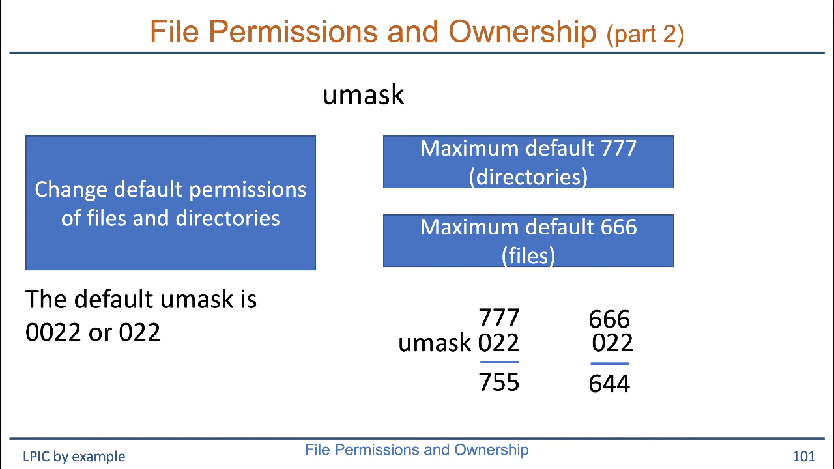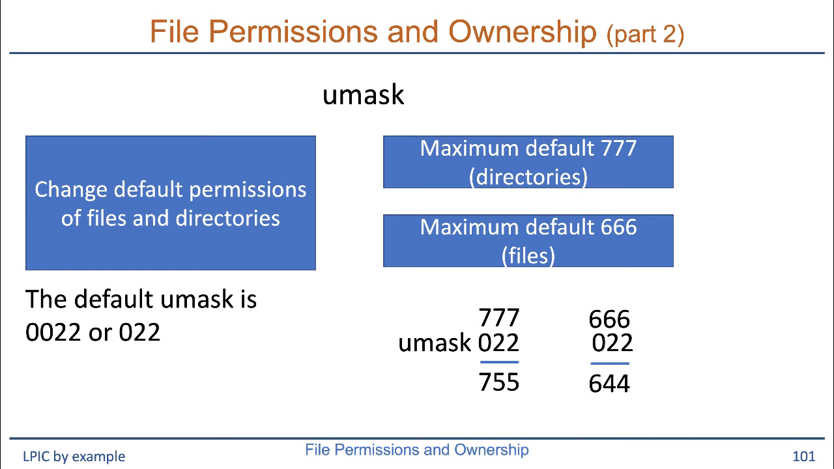If you set a mask to 022 or 0022, you could subtract that from the maximum default value, and that will then be your default. So in the case of a subdirectory, 022 means 777 minus 022, which gives us 755, and for files this would be 666 minus 022, which is 644. Now it's not advised to change the umask on your machine.